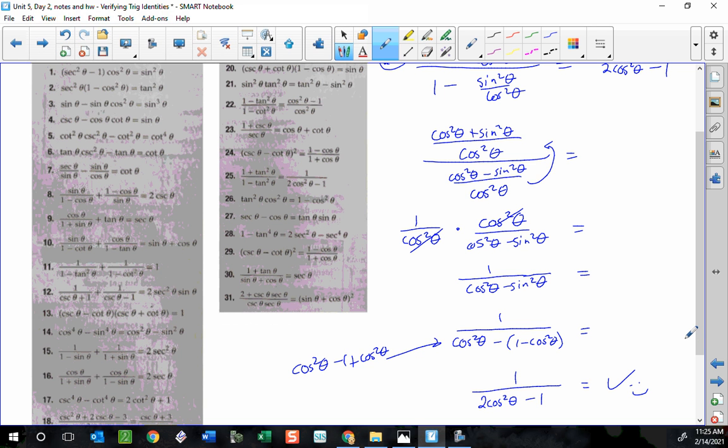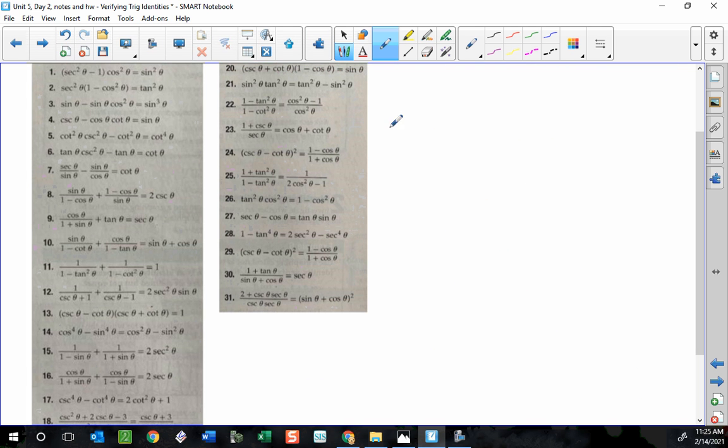So number 26, all right, it's not looking too bad here. This is kind of an easy one, even though it's the last problem. All right, number 26. I know that tangent is sine over cosine, and I know they're going to cancel right there. So let's check it out. Tangent squared would be sine squared over cosine squared, and then times cosine squared.